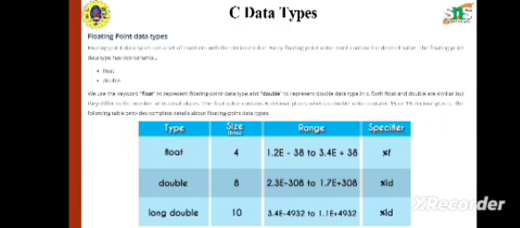The following table provides complete details about floating point data types. So type float, the memory size is going to be 4 bytes, and the format specifier we use here is %f. For double it is 8 bytes. The format specifier we are going to use is %lf. For long double, the format specifier is %Lf and the byte allocation is 10. So these are the ranges for the different data types.